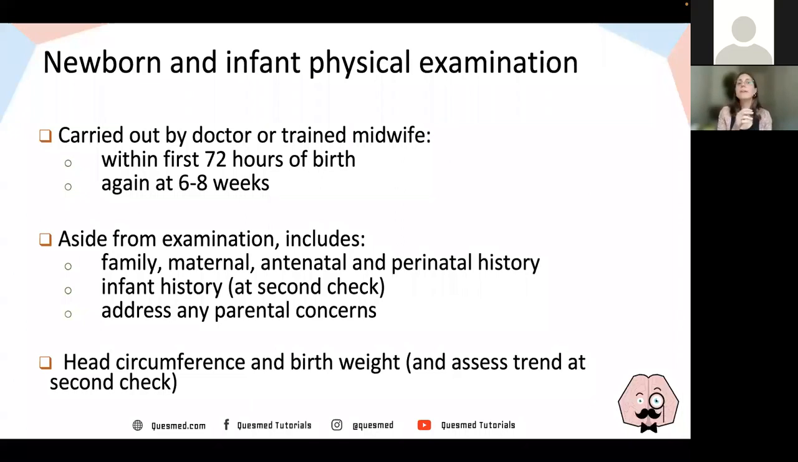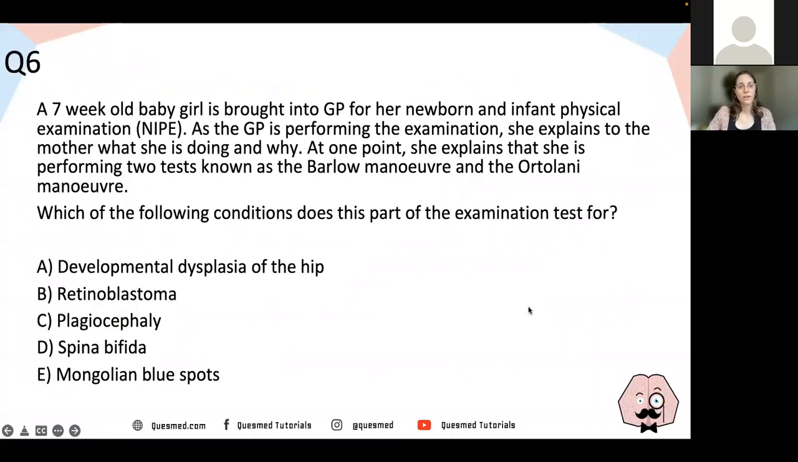Again, pretty much every time a baby gets examined, you get a head circumference and a birth weight, and you'll be plotting that into the baby's red book. Sometimes there's electronic red books now, so you've got a record and can check the trend of growth.